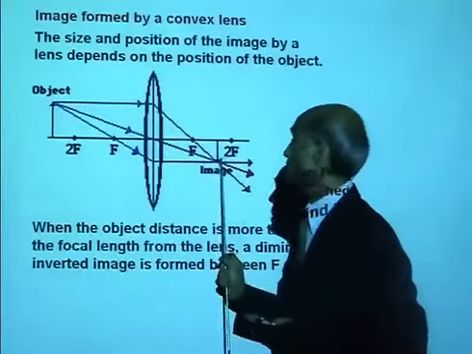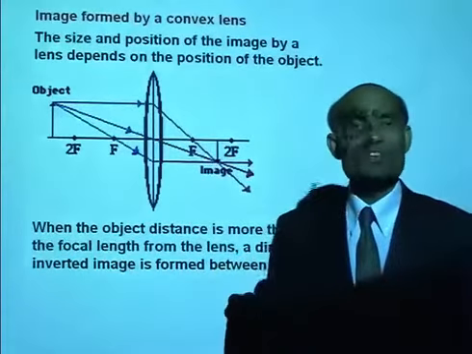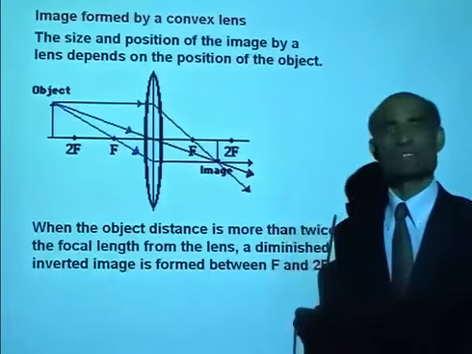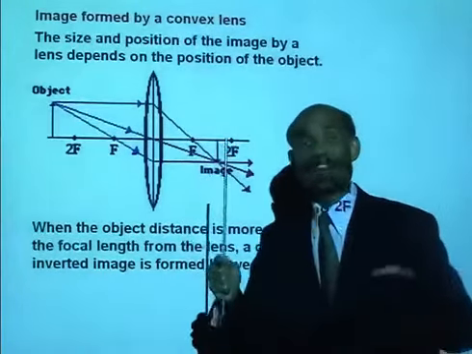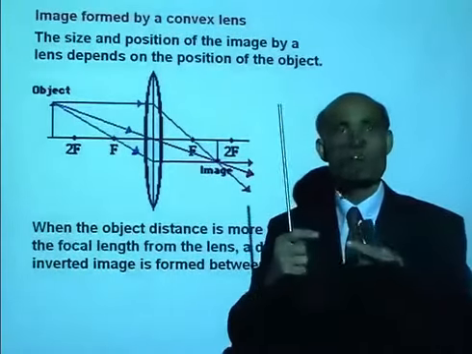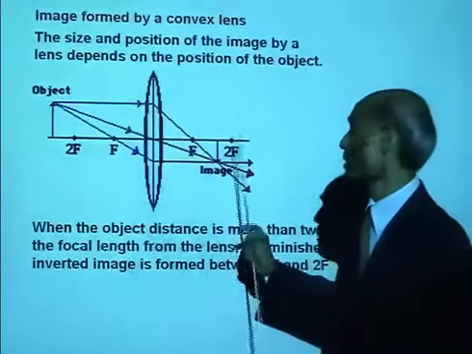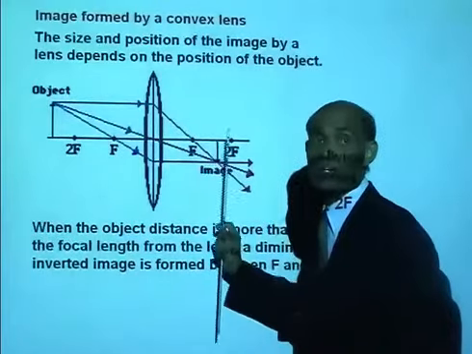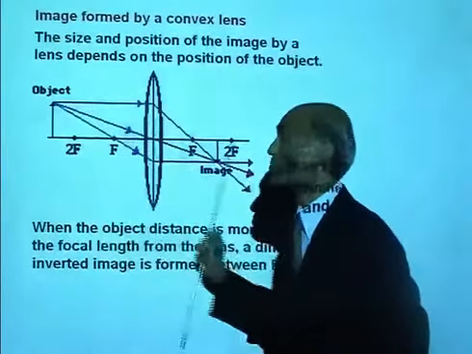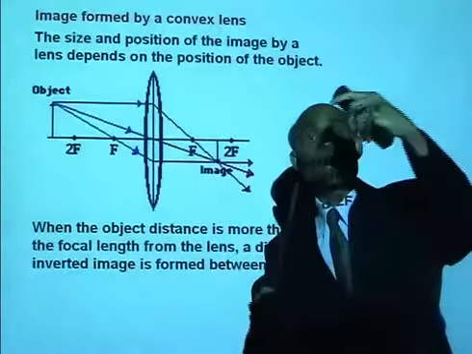Well, is this image a real image or a virtual image? An image formed by the actual intersection of refracted rays is a real image. So, the image is real, it is smaller than the object, and it is upside down.